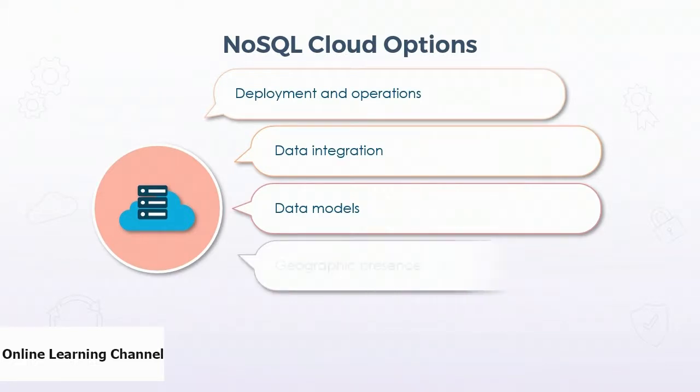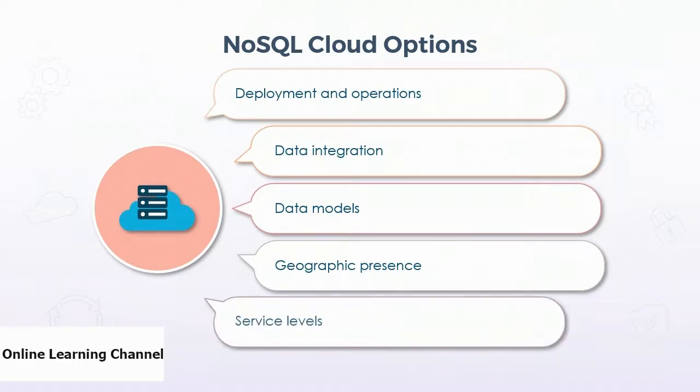You'll want to know the provider's geographic presence. For instance, if you really need to serve data in China, does the provider have the required data centers in China? And what are the guaranteed service levels? What latency and availability guarantees are offered?